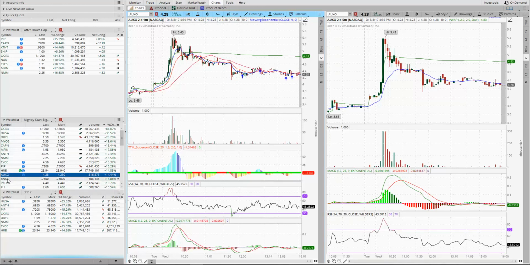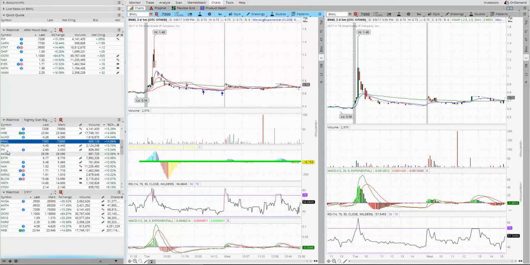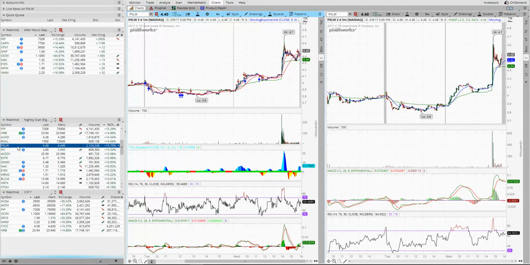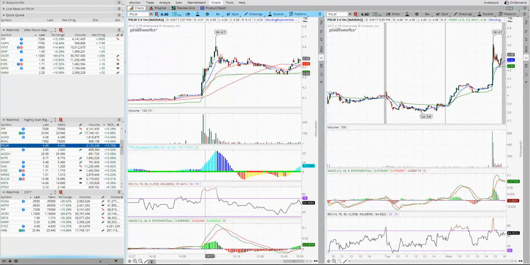Next up, BNKL. Nope. PXLW. Wow, this was a 380, and it ripped at the end of the day. It just gapped up, and then it kind of came back down, and it sort of bounced above. See, VWAP again playing support.